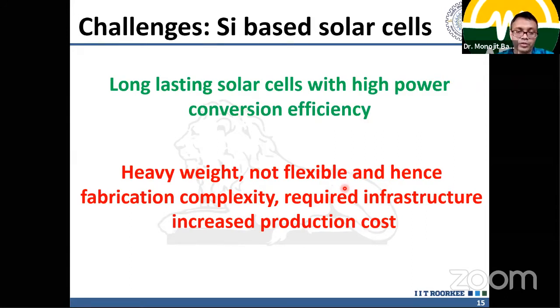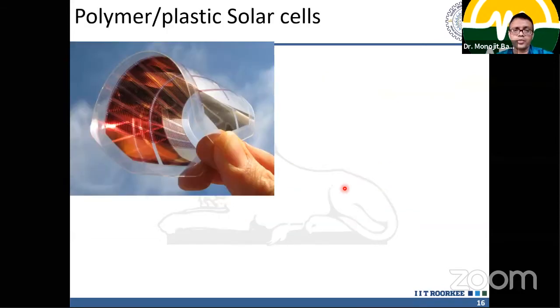And most of the wafers we are still importing either from China or some other countries. We are not able to manufacture silicon solar cells in India. So that is one of the challenges. If I think about India being a self-sustainable country, we need an alternate method where we can fabricate solar cells in our own country. So that is where the polymer solar cell comes in.